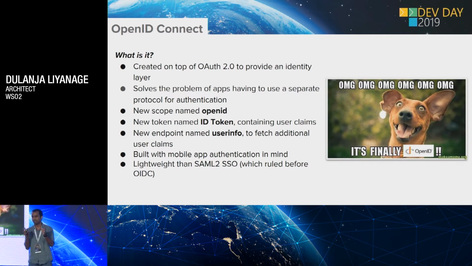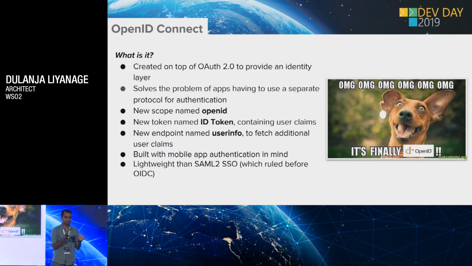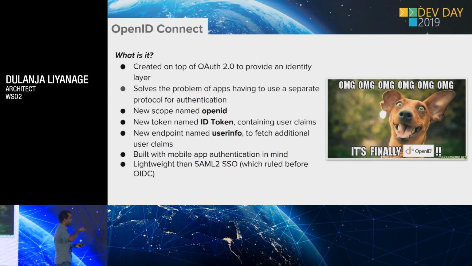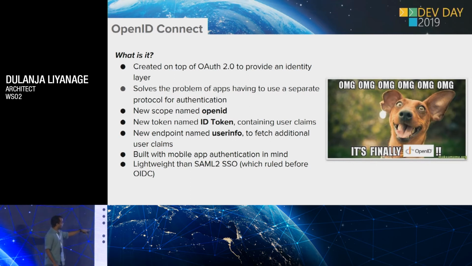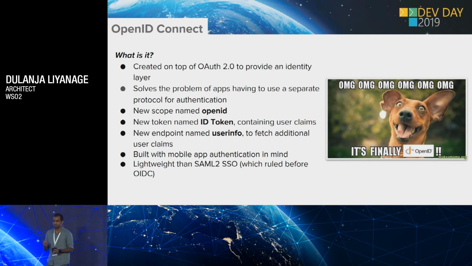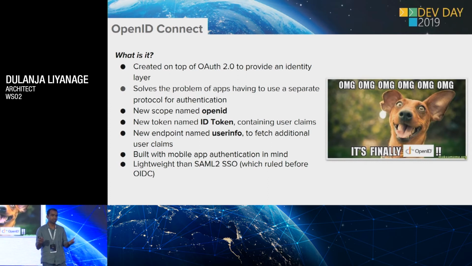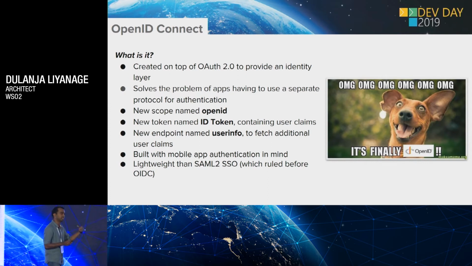This is just a label. It doesn't mean any permission level, right? So when you send, I'll get into the flow later. Also, it introduces a new token called the ID token. Remember, we said the access token didn't have any user information? So the ID token was introduced to give that information, right?